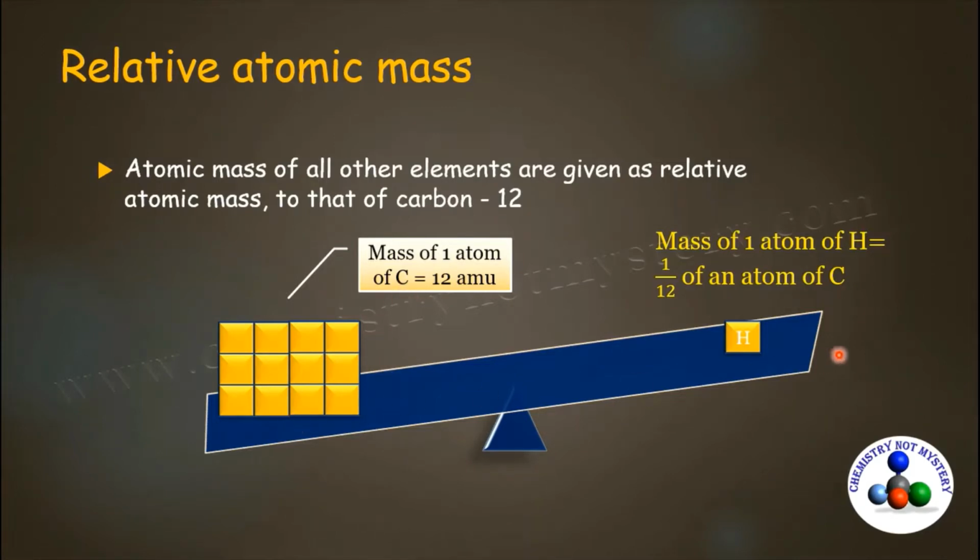So when we compare the mass of one atom of hydrogen with respect to the mass of one atom of carbon, it is found to be 1/12 of an atom of carbon. Mass of one atom of carbon is 12 AMU, and when you calculate 1/12 of 12 AMU, 12 will get cancelled out with 12 and you will get 1 AMU. It is the mass of an atom of hydrogen. That's why in the periodic table, the mass of hydrogen is given as 1 AMU, which is the relative mass of hydrogen.